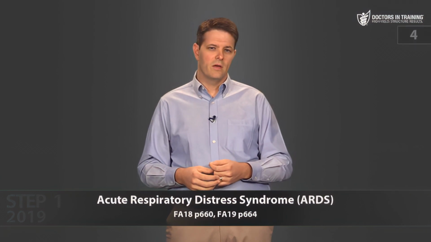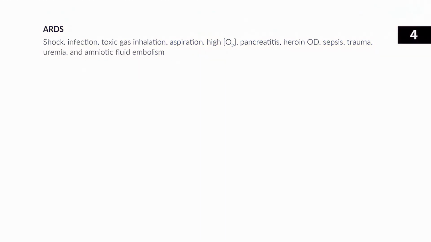acute respiratory distress syndrome, or ARDS. ARDS can be triggered by just about anything that severely damages the lungs, including things like shock, infection, toxic gases, aspiration, high concentrations of oxygen, pancreatitis, heroin overdose, sepsis, trauma, uremia, and amniotic fluid embolism. Lots of things that can potentially put somebody in the ICU could potentially lead to ARDS.